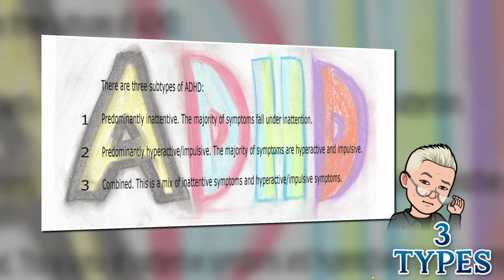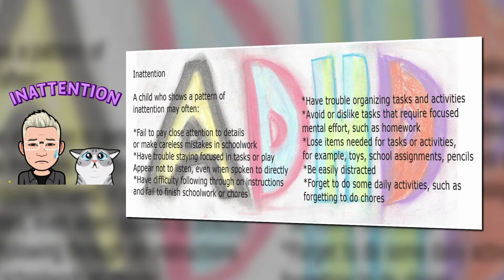There are three types of ADHD: first, predominantly inattentive; second, predominantly hyperactive or impulsive; and thirdly, a combination of the two. A child who shows a pattern of inattention may often fail to pay close attention to detail, make careless mistakes, have trouble staying focused, appear not to listen when spoken to directly, have difficulty following through on instruction and fail to finish schoolwork, have trouble organizing tasks and activities, avoid or dislike tasks that require focus and mental effort, such as homework, lose items for tasks or activities, for example, toys, school assignments, pencils, be easily distracted, and forget to do some daily activities, such as forgetting to do chores.